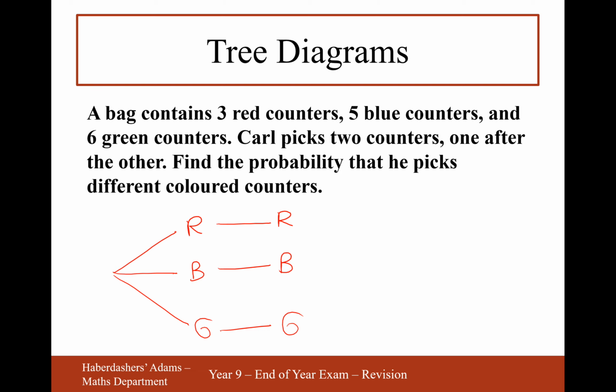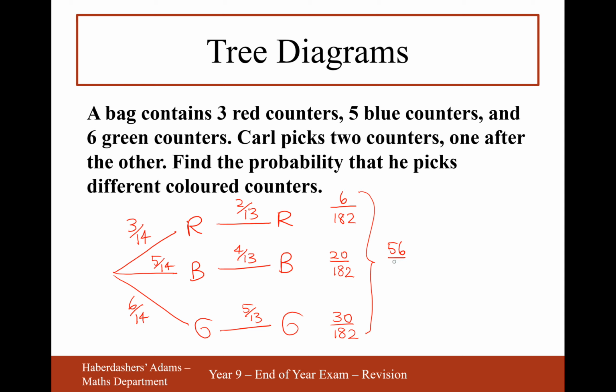Red, blue, then green. So it's going to be 3 out of 14, 2 out of 13. Then blue is going to be 5 out of 14, then 4 out of 13, and green is going to be 6 out of 14, 5 out of 13. So that'll be 6 out of, what's 14 times 13 again? 182. On the next one it's going to be 20 over 182, and on the next one it's going to be 30 out of 182. Combine these probabilities together, and the probability of picking the same counter is going to be 56 out of 182.